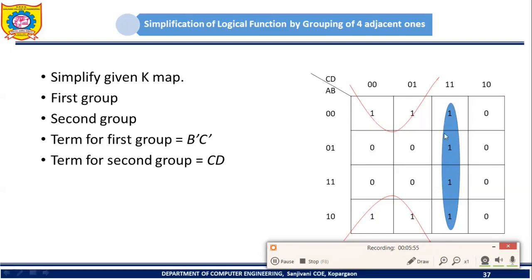So we have obtained the term corresponding to first group, term corresponding to second group. After that, what we have to do? Simply we have to take OR operation between these product terms. Okay, we have got these two product terms. So take OR operation between these two product terms so that we will get simplified logical expression. So simplified logical expression is F is equal to B prime C prime or CD. So this is simplified logical expression. In this way we can do simplification of logical function by making group of 4 adjacent 1.